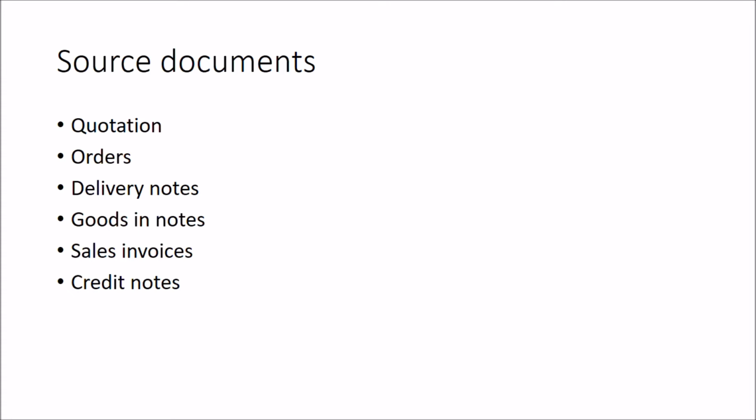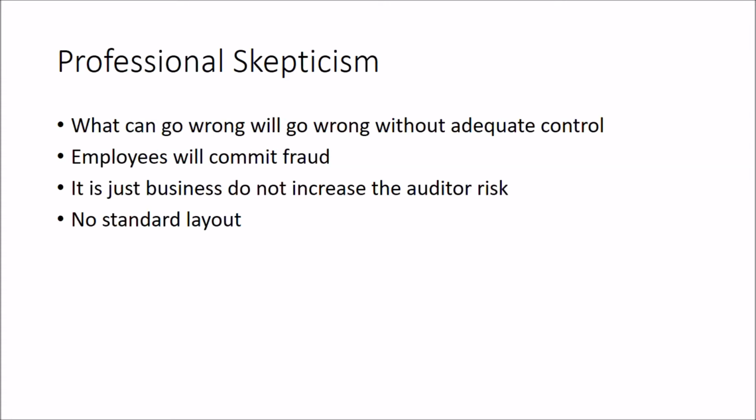Source documents within a company will have been built up by the organization's professional accountants or advisors over time. Those professional advisors will hold the view of professional skepticism, that what can go wrong will go wrong without adequate control. So you can see lots of different codes and controls within these source documents and various books of prime entry to try and prevent errors and have controls. And really, there are also employees who will commit fraud. They'll commit fraud in moments of weakness or what have you.